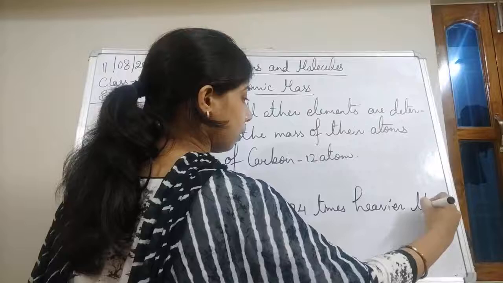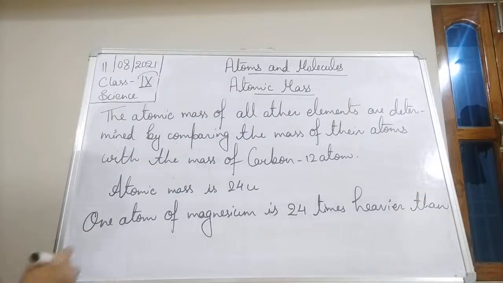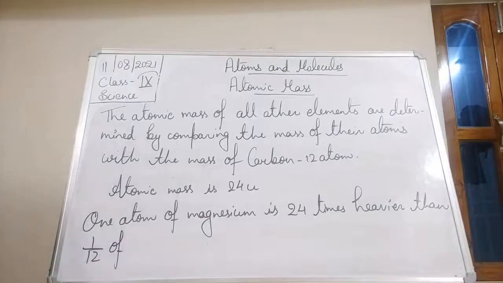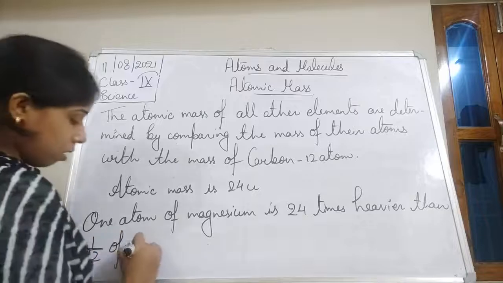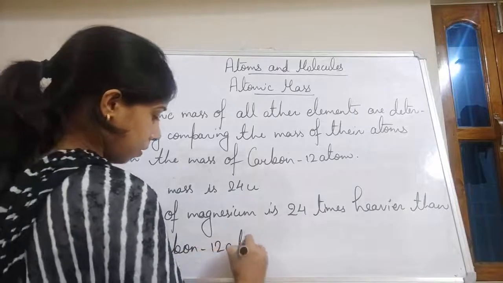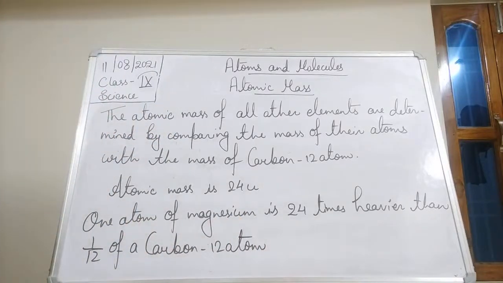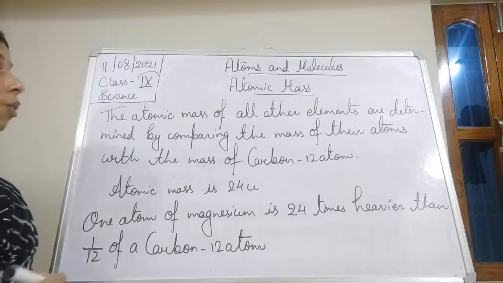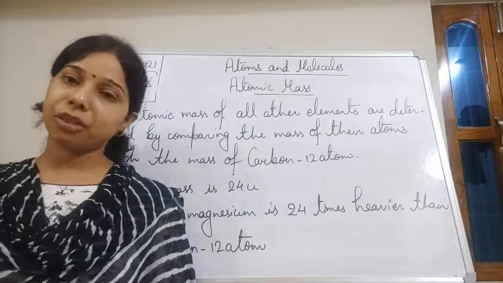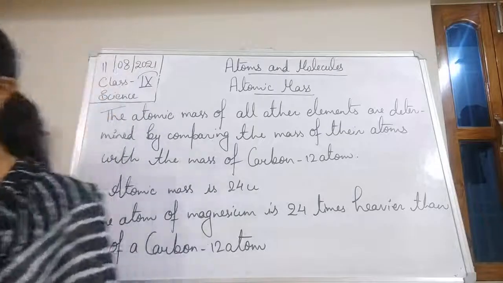Heavier than 1/12 of a carbon 12 atom. 1/12 of a carbon 12 atom. Okay, so we can say here this is how we can compare the masses of the different atoms, and this is how we can find the atomic mass of the different atoms.